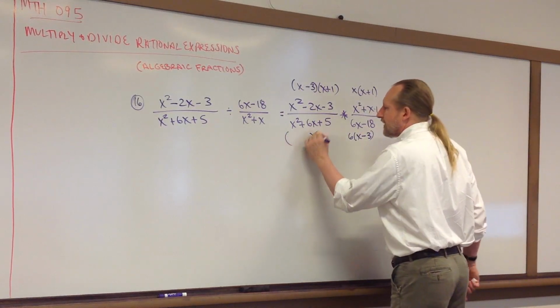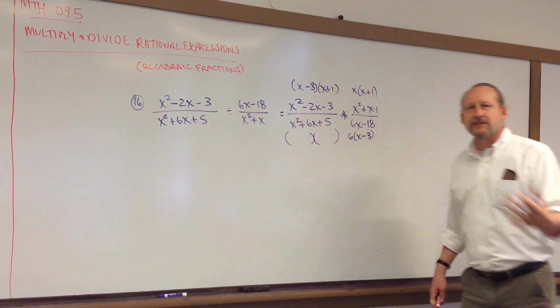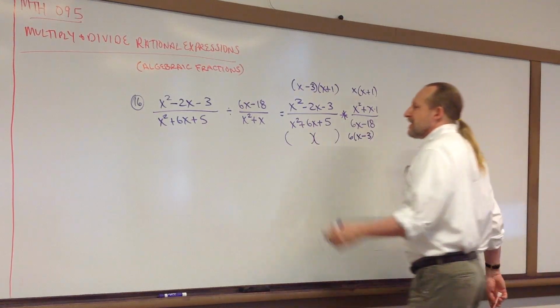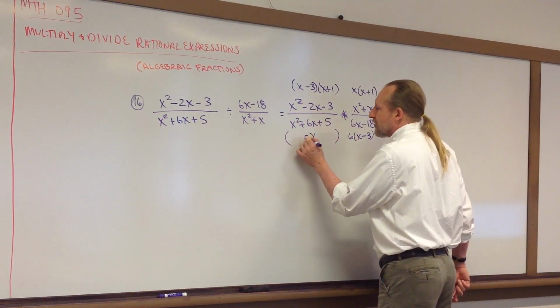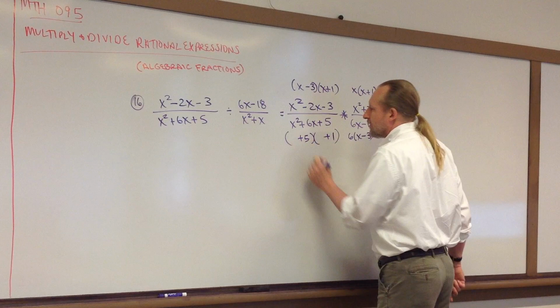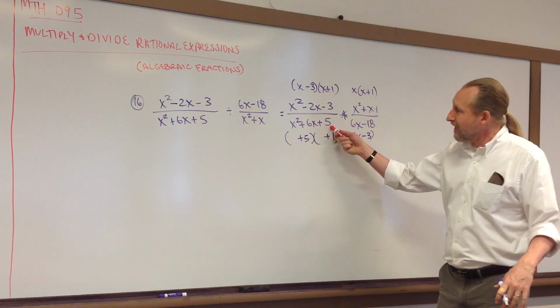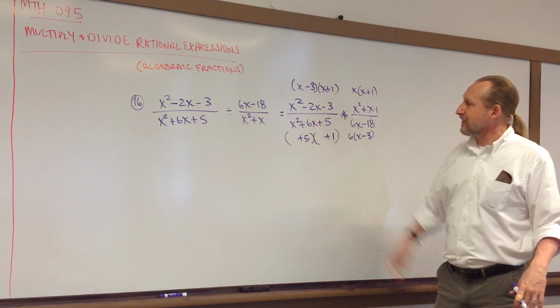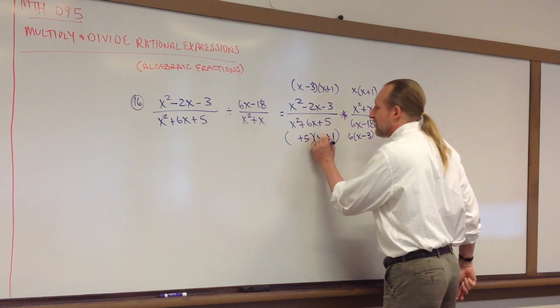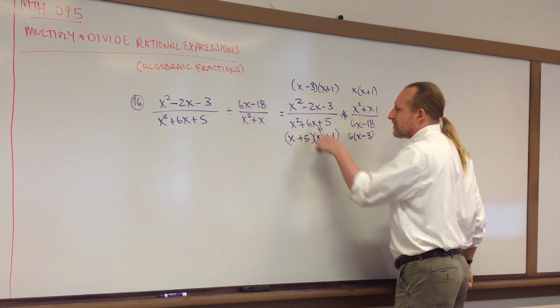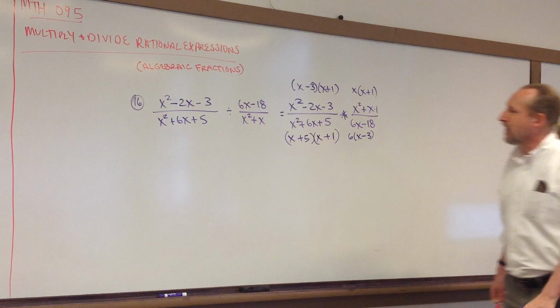And this one, the factors of 5 that add up to 6, people often get confused by this. What you want is 5 and 1. 2 and 3 would add up to 5 and multiply to give you 6. Okay? That's the opposite of what we want. We want these to add up to 6 and multiply to give us 5.